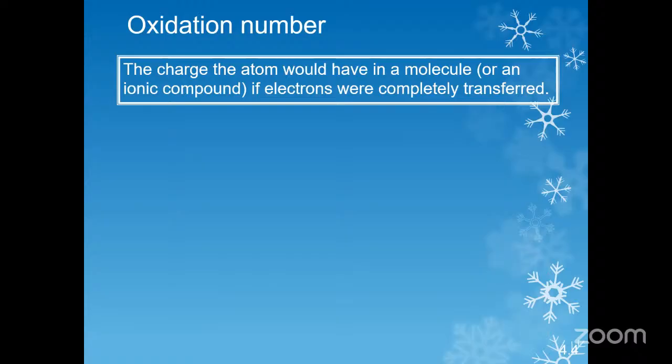So the oxidation number is the charge the atom would have in a molecule or an ionic compound if the electrons were completely transferred, right? So here are the rules.